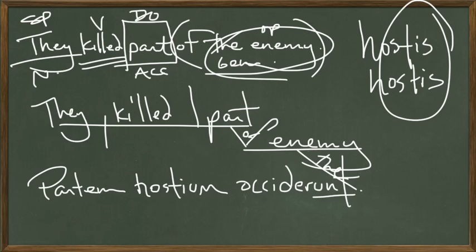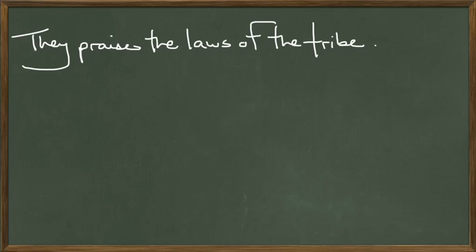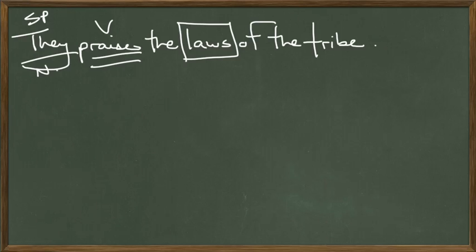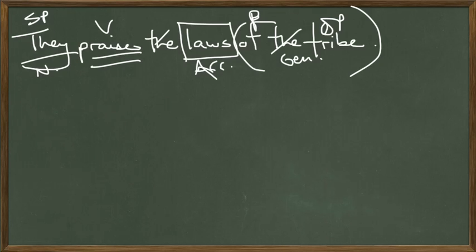A lot of gruesome sentences in Professor Henle's book. They praise the laws of the tribe. Subject of the sentence, subject pronoun, nominative case. What are they doing? Verb, they're praising. They're praising what? They're praising laws, direct object, accusative case. Which laws? The laws of, preposition. Of what? Tribe, object of the preposition. They praise the laws of the tribe. Of the tribe is in the genitive case, article adjective.